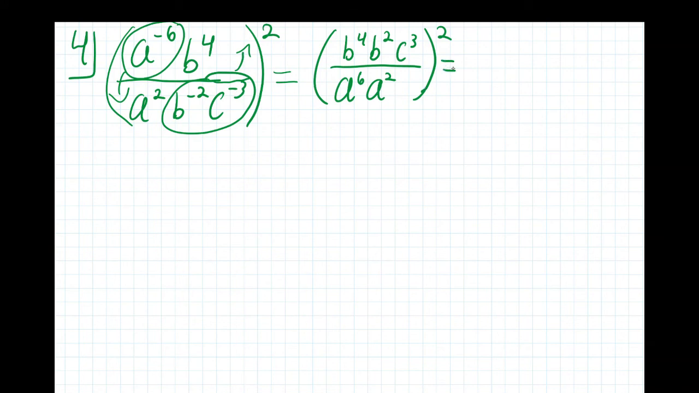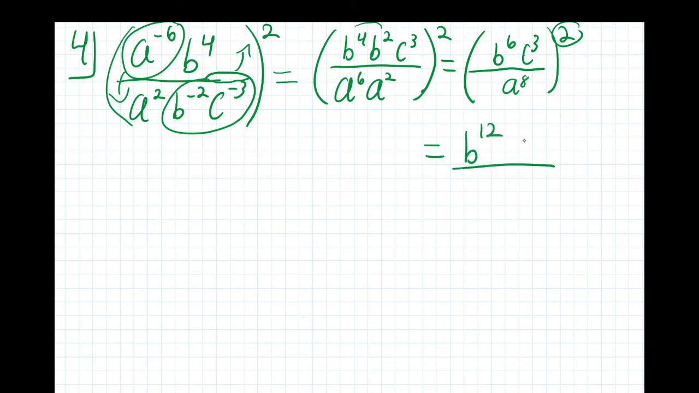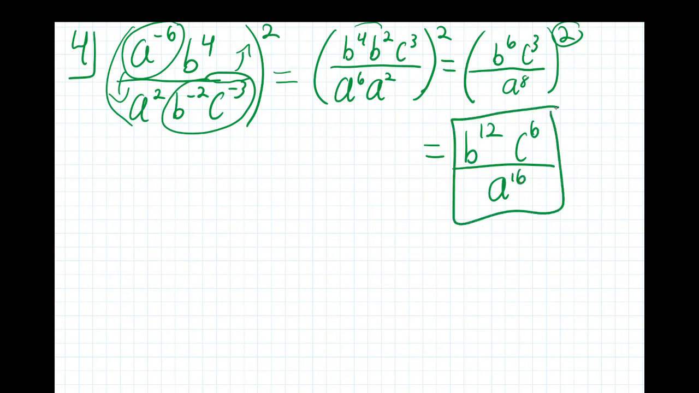Now that we're here, we combine like terms or combine like exponents. So b to the 4th times b to the 2nd becomes b to the 6th times c to the 3rd. And then on the bottom there, that becomes a to the 8th. And it's all still to the 2nd power. Now that we're here, all we do is multiply each exponent by 2. So we now have b to the 12th, c to the 6th, and a to the 16th for your final answer.